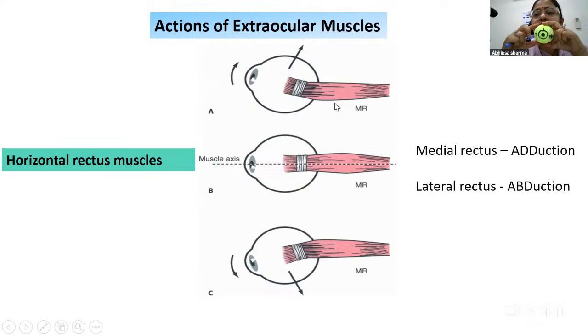So in case when the eye is elevated, both the medial and the lateral rectus will help in elevation. Similarly, when the eye is in depressed position, they will also help in depression. So this is about the supraplacement and infraplacement of the horizontal rectus muscles.